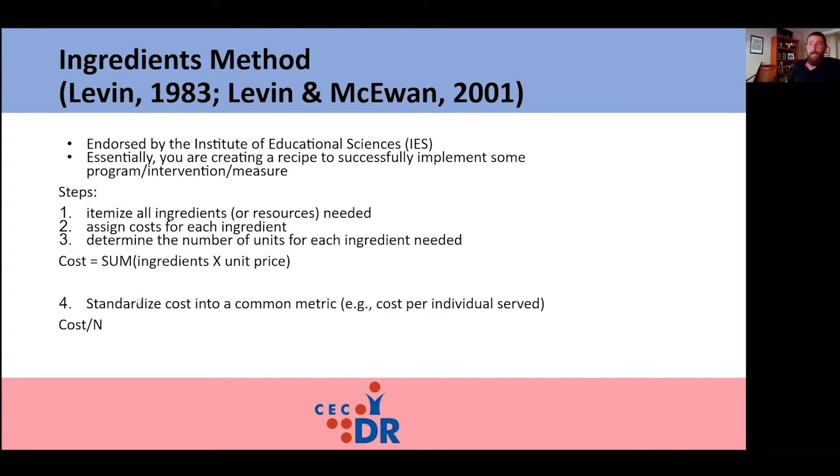So the cost is the sum of the product of the ingredients and the unit price. And typically it's good to standardize that cost into a common metric. So for example, you can create a ratio of the cost per individual served. So that's a little bit easier to digest.